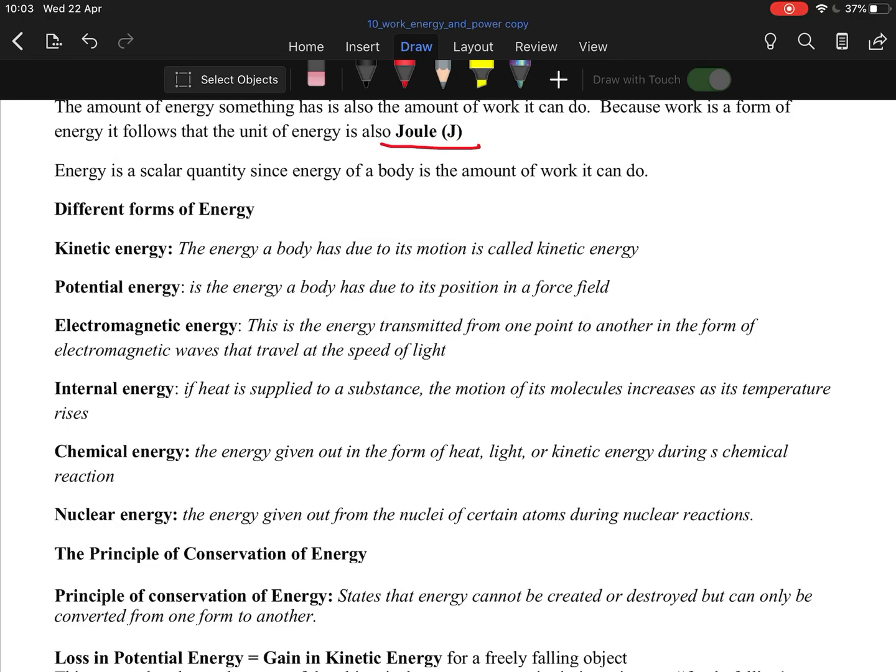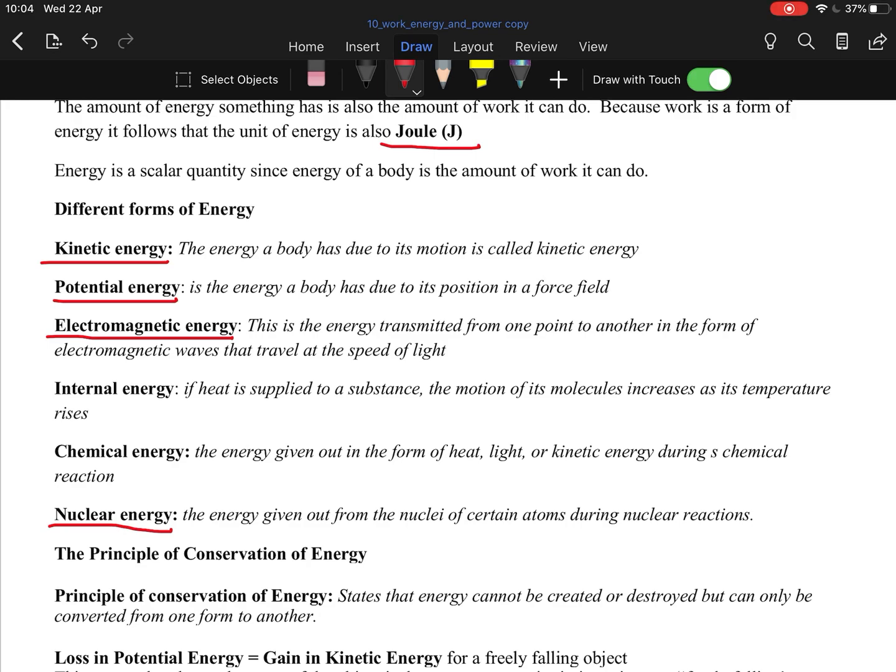Now, there's a list of energies here. We've kinetic, potential, electromagnetic, internal, chemical, and nuclear. For the physics course, the ones you need to know and the ones we will cover are kinetic, potential, electromagnetic, which we'll get to when we get to electricity and radiation, and nuclear energy.